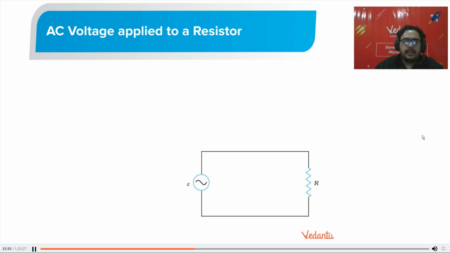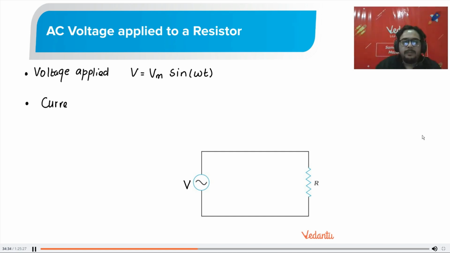Okay. Now what will happen if you apply this voltage? Now we have understood what voltage is. What will happen if you apply this voltage across a resistor of resistance R? Let me use the symbol V, because people are more comfortable with V. So the voltage applied across the resistor is V equals Vm sine omega t.